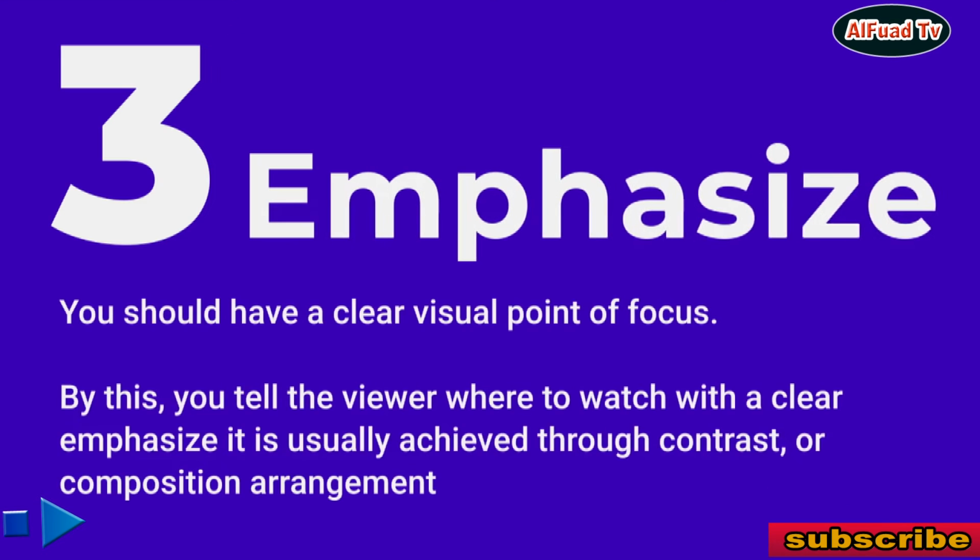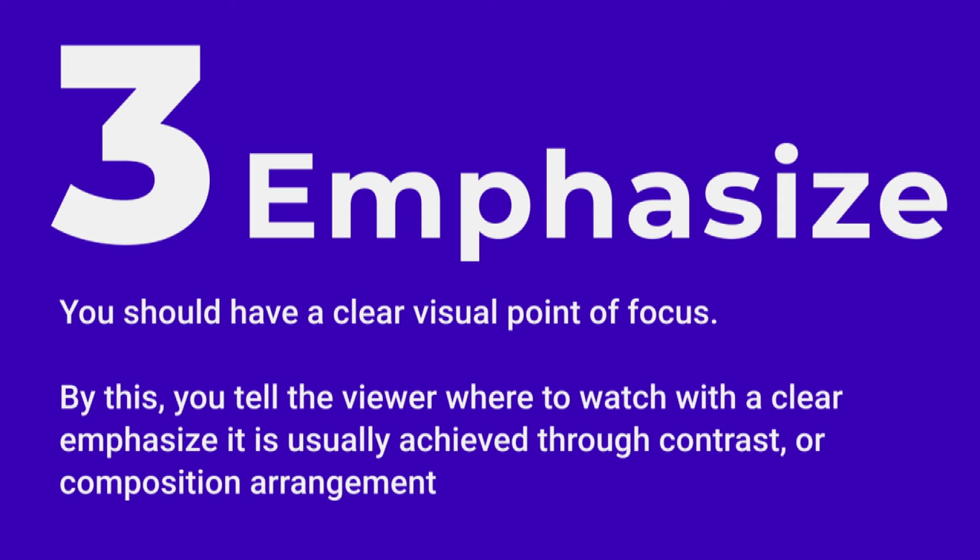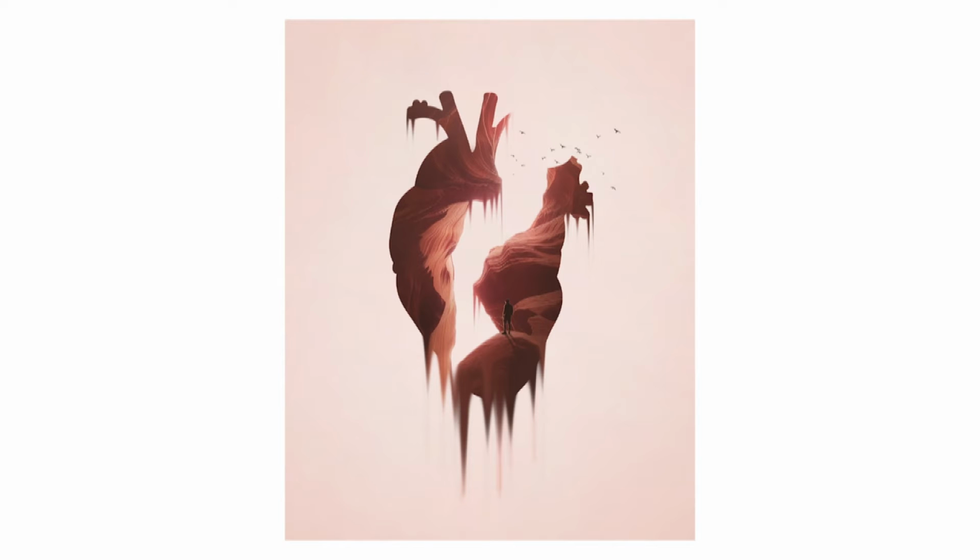The third one is emphasis. You should have a clear visual point of focus. By this, you tell the viewer where to watch with a clear emphasis. It's usually achieved through the contrast or composition arrangement. In this design, which we are going to create in the double exposure section, we can see this point. When you look at this artwork, your eyes immediately will go over this person, and this person is the point of focus in this artwork.